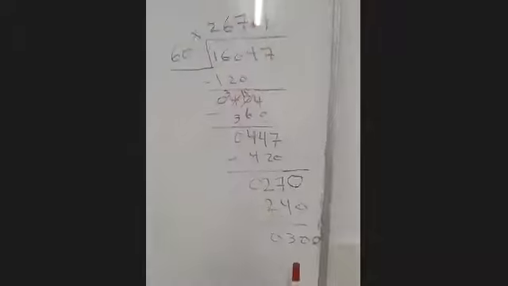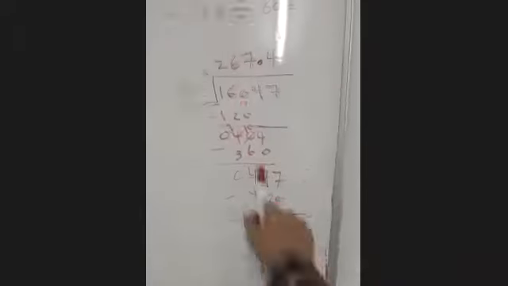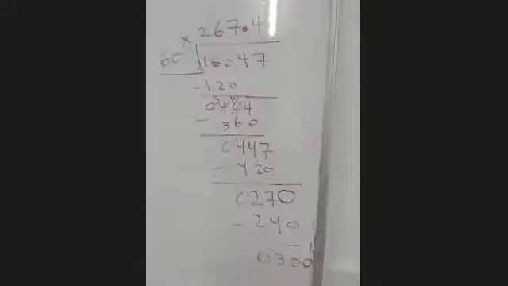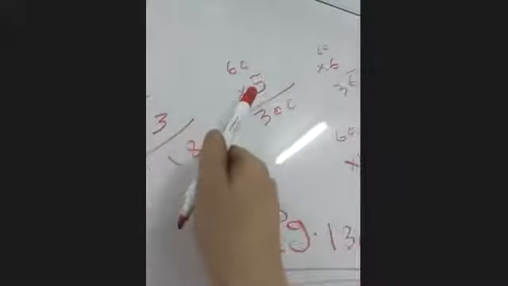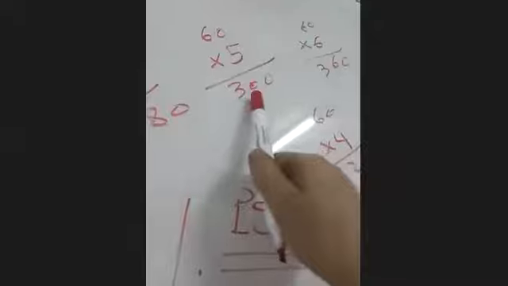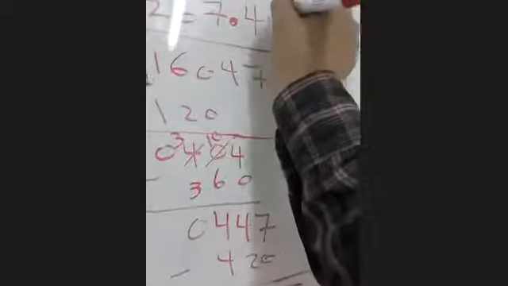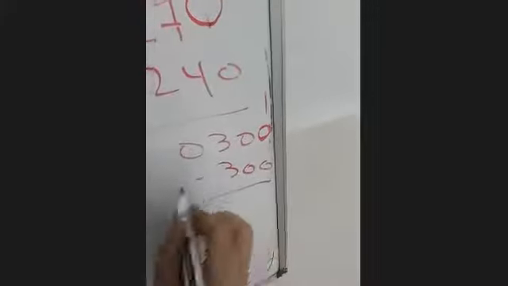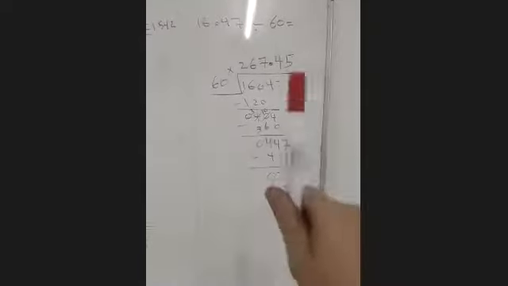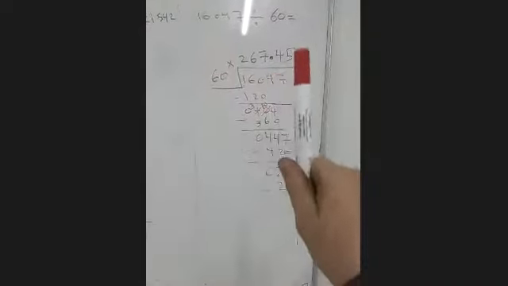So here we have 300 now. I added 0 because I have a decimal up. I have 300. Look here. 5 by 60 is how much? Exactly 300. So here I put 5 multiply 60. 300 subtract, 0. So our answer is 267 decimal 45.